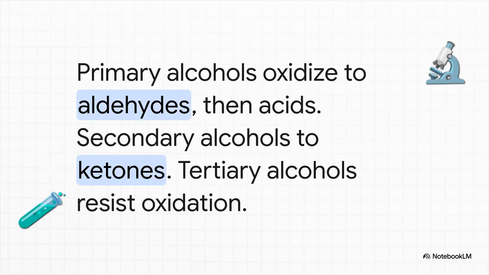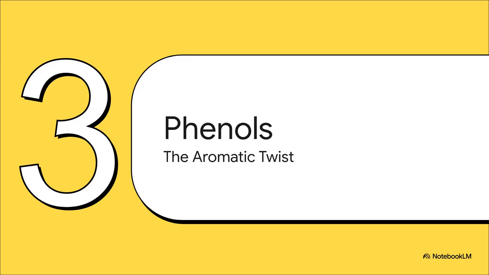And this brings us back to why those 3 degrees are so important. It's like a chemical personality test. If you try to oxidize them, a primary alcohol will first turn into an aldehyde and then into a carboxylic acid. A secondary alcohol, it'll turn neatly into something called a ketone. But a tertiary alcohol, it pretty much just sits there and refuses to react. It resists oxidation.